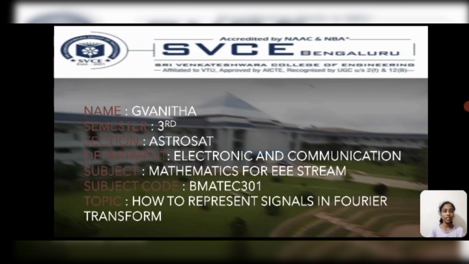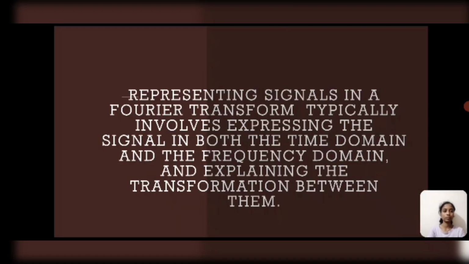Today my subject is Mathematics for EEE stream and the topic is how to represent signals in Fourier transform. Representing signals in a Fourier transform typically involves expressing the signal in both the time domain and the frequency domain and explaining the transformation between them.